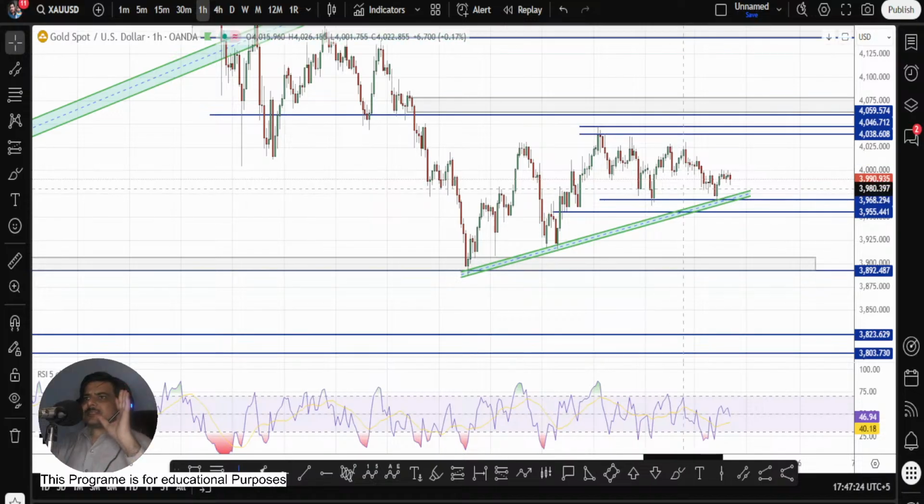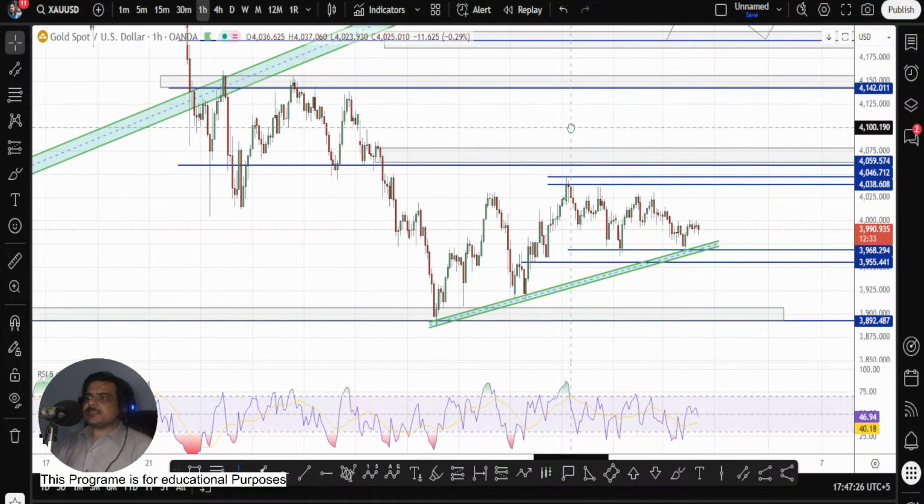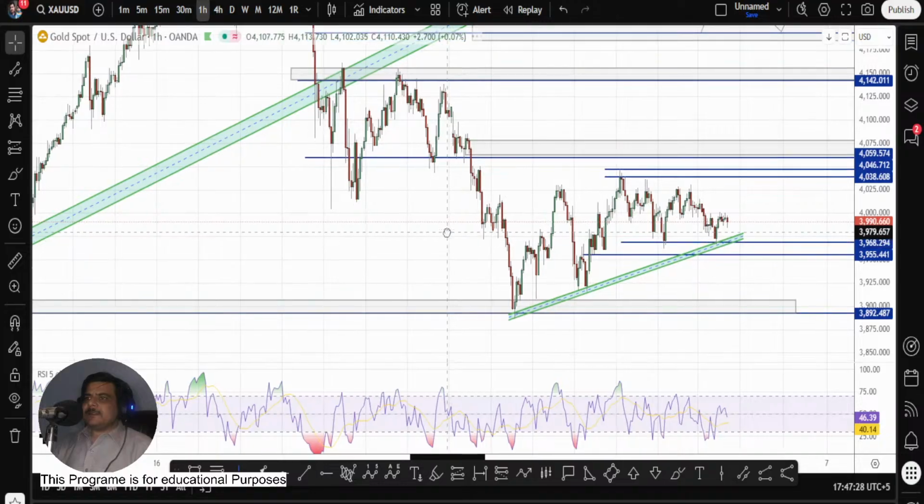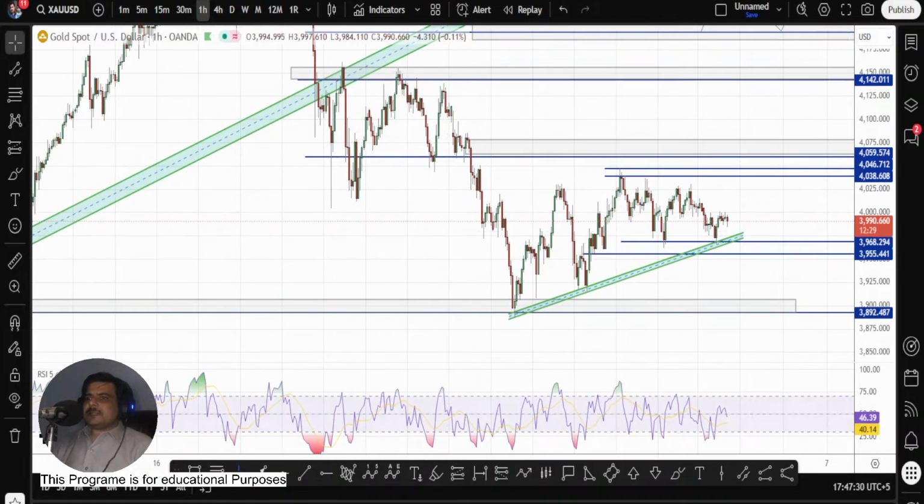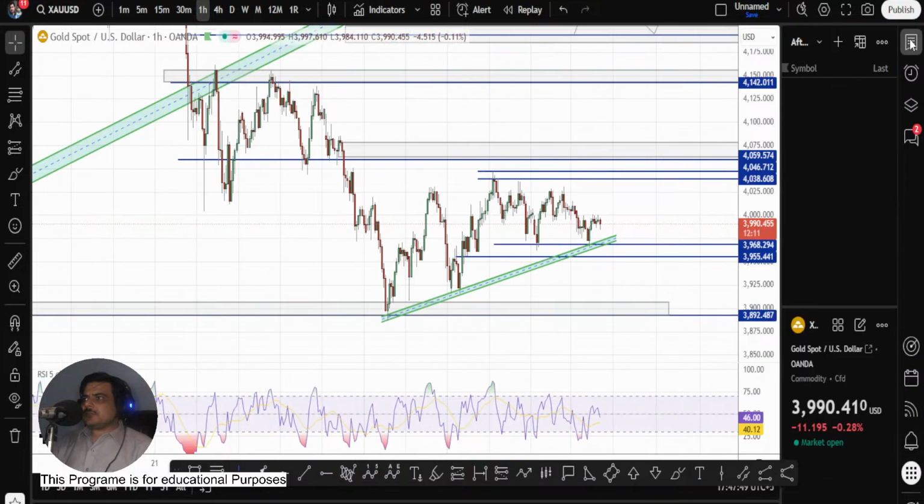Do you have any question in this gold structure for now? Then I go further. No question? Good. Then there is this other structure of euro dollar.